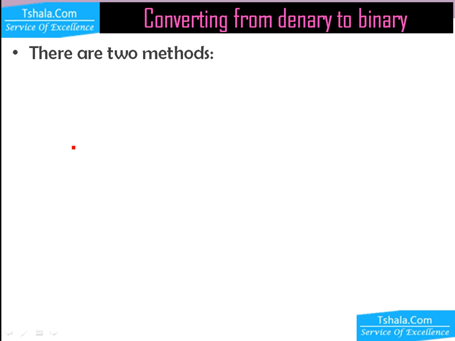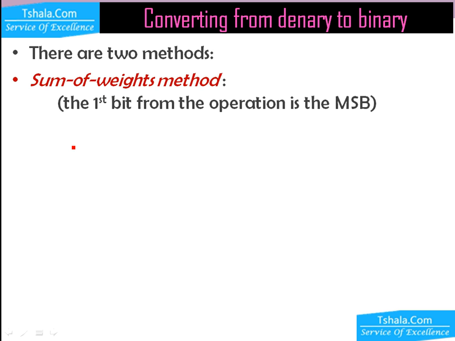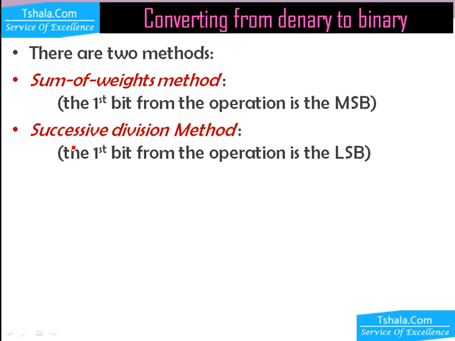There are two methods that can be used to do this conversion. One of them is the sum of weights method, and the first bit produced from the operation is what actually constitutes the most significant bit. With the successive division method, the first bit that is actually produced from the operation is the least significant bit.